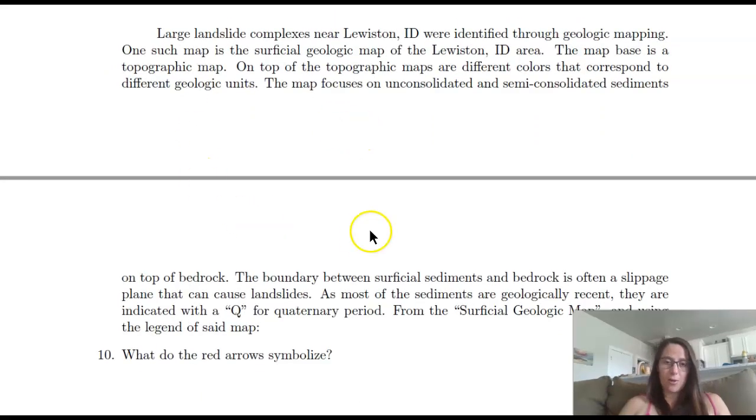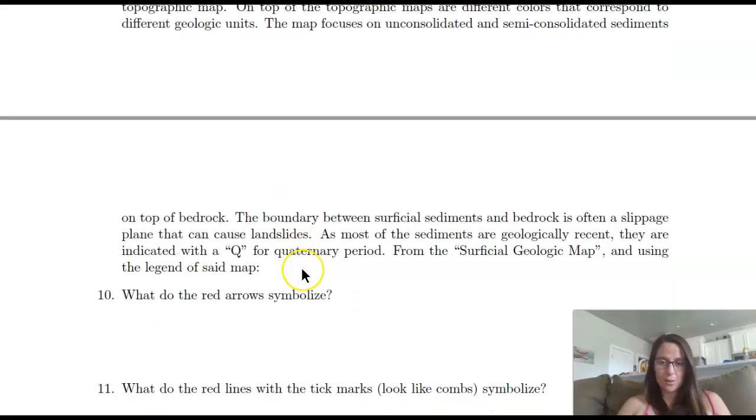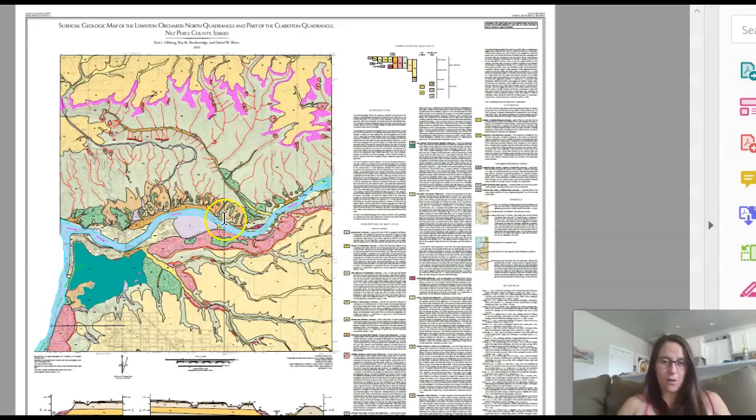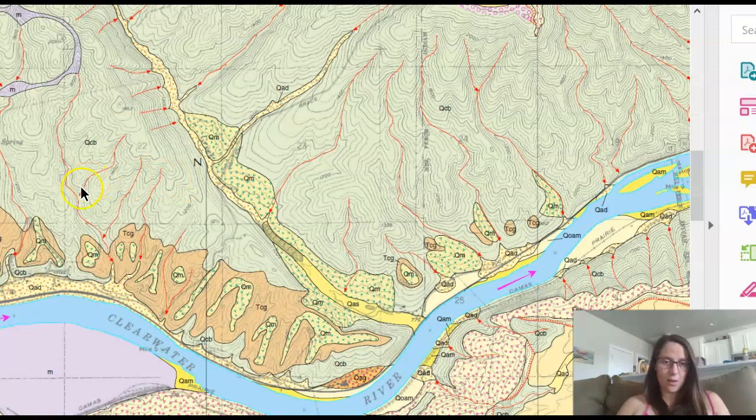All right, and so now let's go ahead and I'll help you out with this bit just a little bit. So basically now we're going to be using the Surficial Geologic Map of the Lewiston, Idaho area. You can read through that. And let's get to the question. So question 10. What do the red arrows symbolize? So if we go to the map itself, it's hard to see obviously when it's this small, but once you zoom in, you'll see that there are tons of red arrows throughout the whole map.